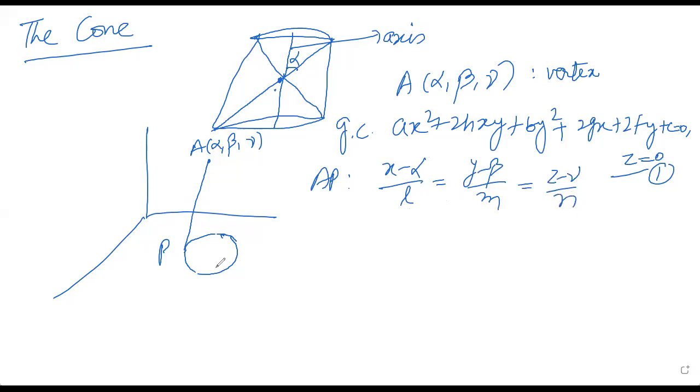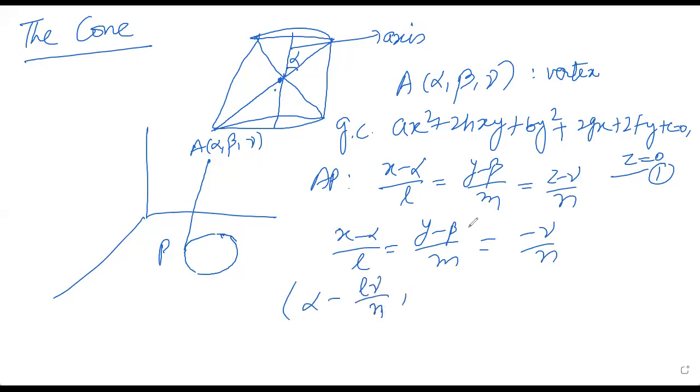Now because it is meeting the curve at z is equal to 0, this can be written as x minus alpha upon l is equal to y minus beta upon m is equal to minus gamma upon n. So it will give you the coordinates of x, y, z. x will be alpha minus l gamma upon n, y will be beta minus m gamma upon n, and z is 0. Now this point will lie on this curve, so putting it in 1.